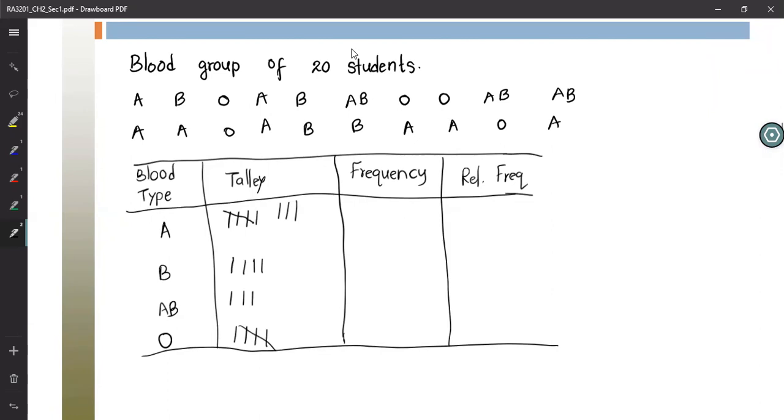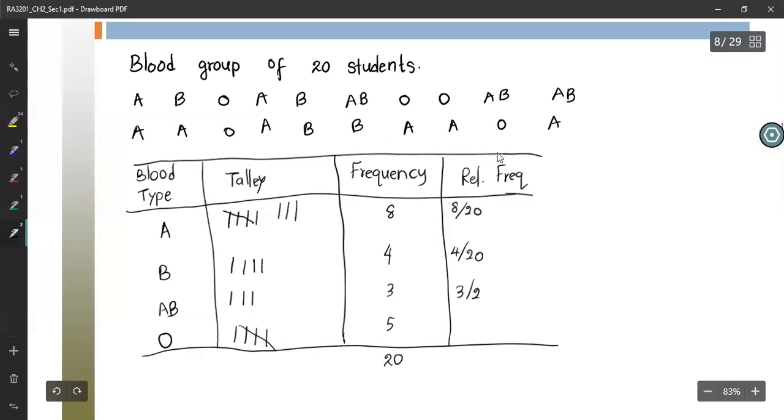Right. So when you have the tally, it is very easy to write down the frequency. 5 plus 3, 8, 4, 3, 5. Altogether we have 20. Okay. Any questions so far? Now let's find the relative frequency. This is 8 out of 20, 4 out of 20, 3 out of 20, and 5 out of 20.